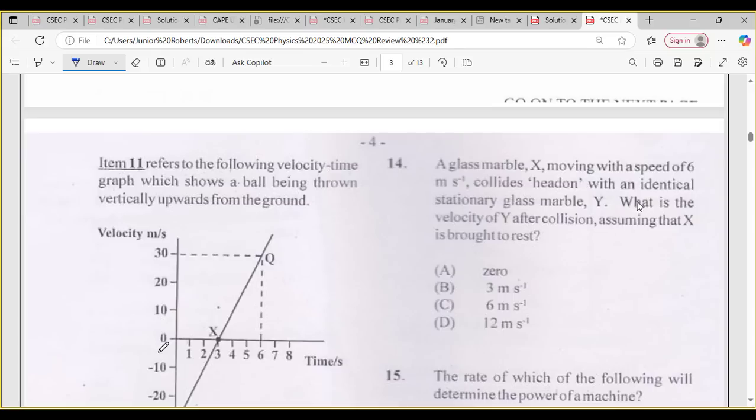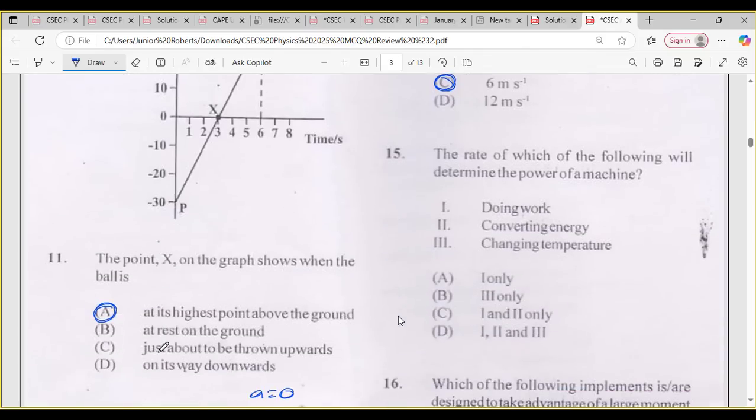Now, they say that we were talking about identical stationary marbles. So if X was originally moving at 6 meters per second before the collision, and Y moves off when X is stationary, then Y must move with that same velocity for the total momentum to be conserved. So that's going to be C for 14.